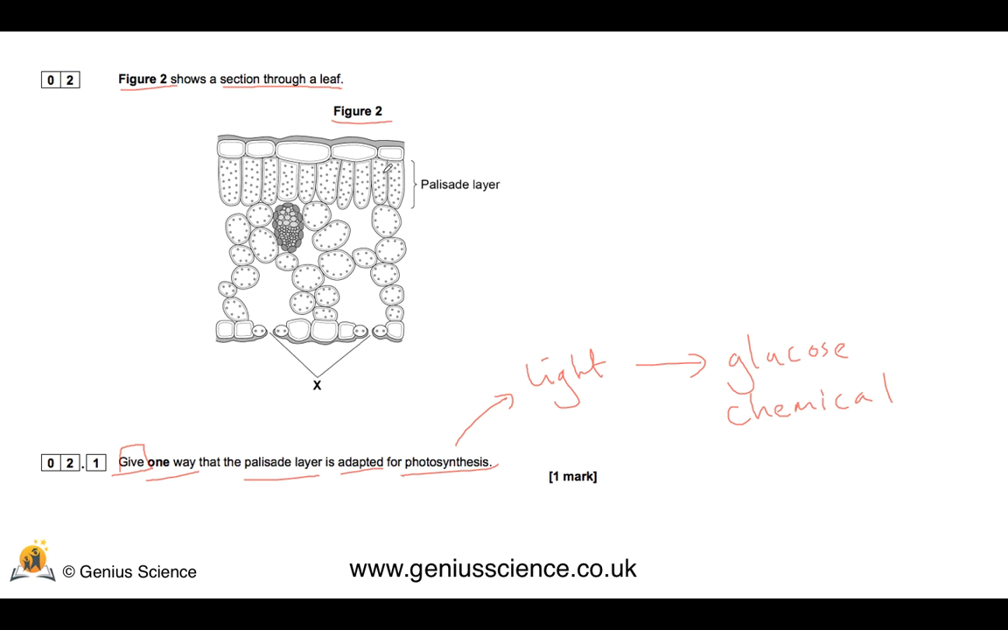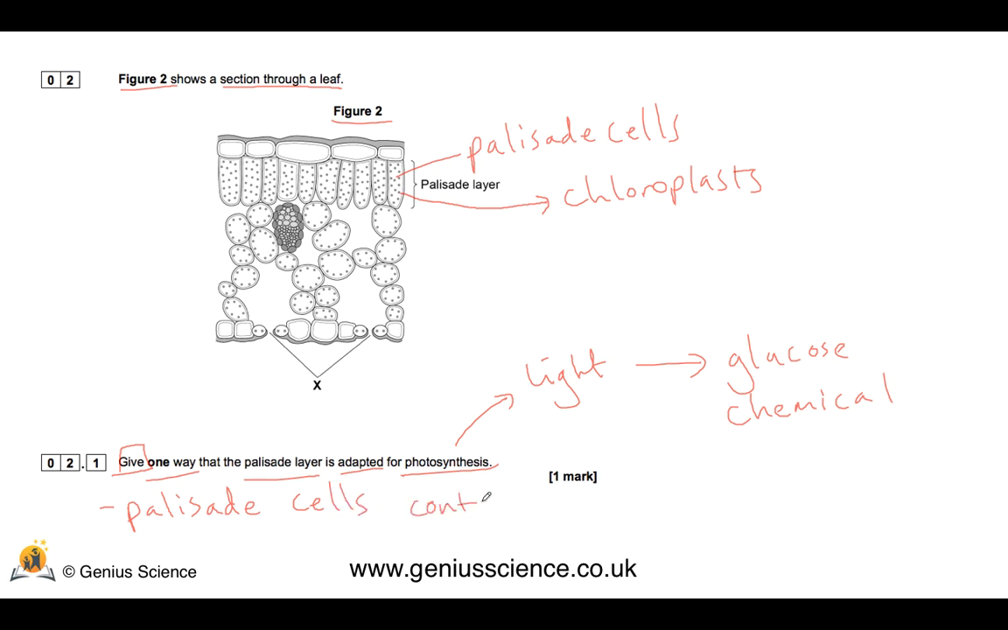And the palisade layer here is made up of cells called, surprise, surprise, palisade cells. And these structures here, these little grey dots there, they are chloroplasts. And there's loads of them because the main function of the palisade cells is to carry out photosynthesis. So in terms of our answer, the adaptations, you could say that the palisade cells contain many chloroplasts, and that's more than enough there for 1 mark.